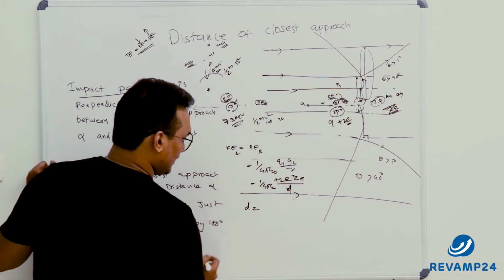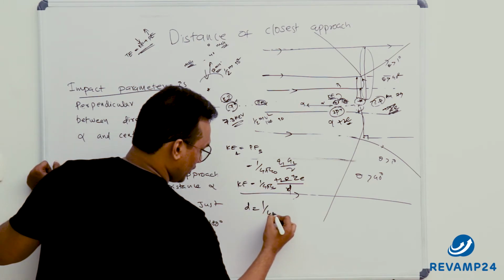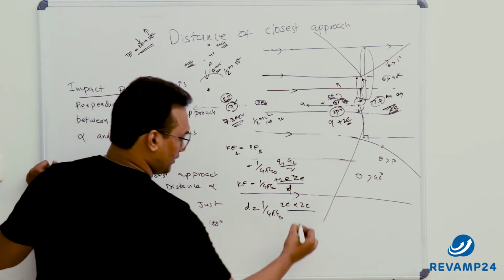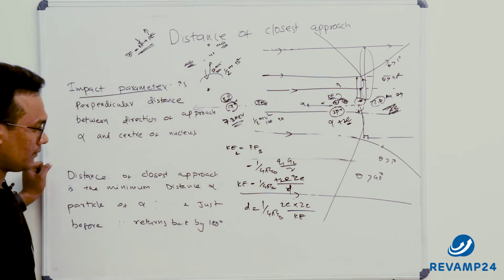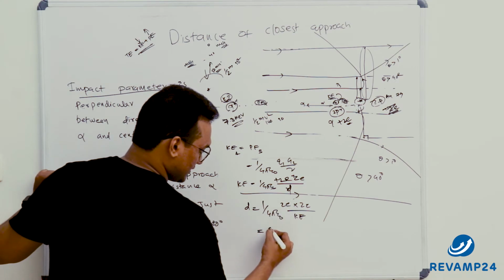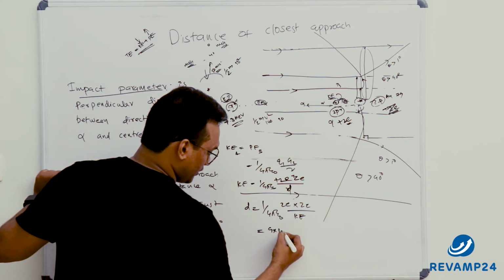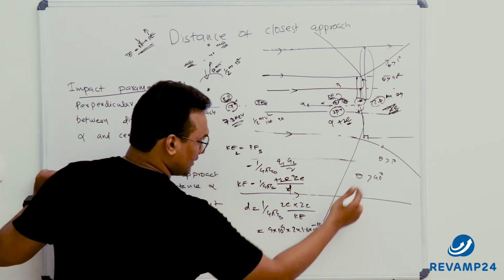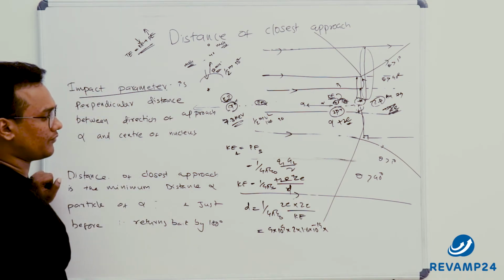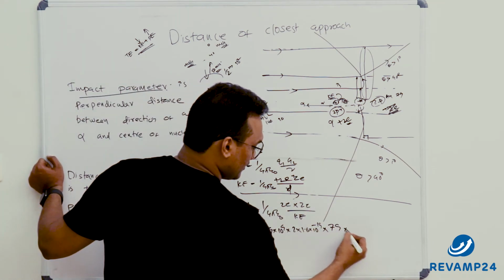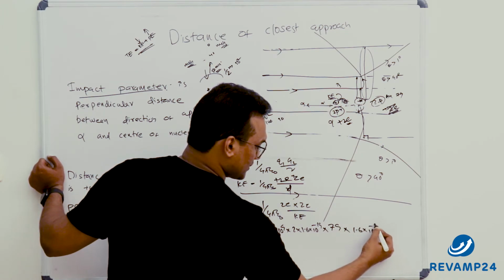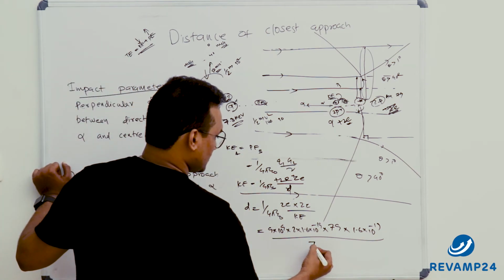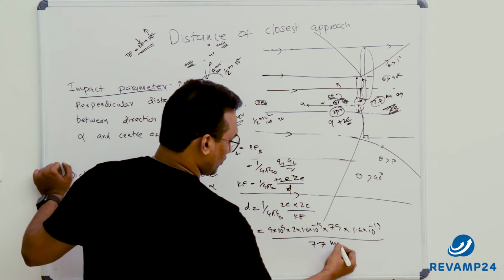Now how can I get the value of D? D is nothing but I can take KE this side. So this is KE, right? Which will be 1 by 4 pi epsilon 0 2E into ZE divided by KE. Now substitute the value. This is 9 into 10 power 9, 2 into 1.6 into 10 power minus 19. Z, if this is gold foil, then Z will become 79. E is again 1.6 into 10 power minus 19 divided by kinetic energy. I have told you initial kinetic energy of incoming radiation is 7.7 mega electron volt.